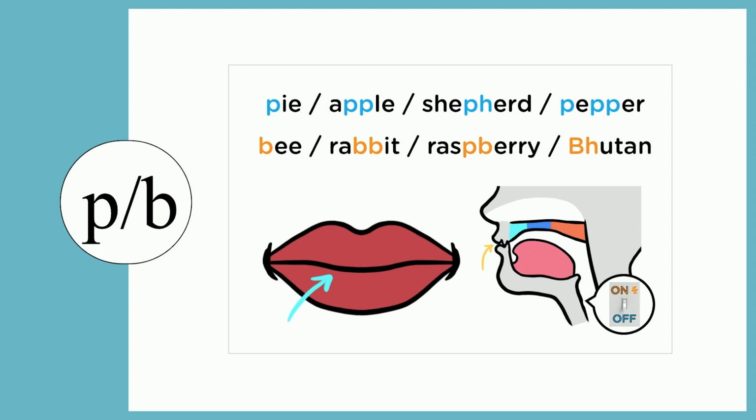What about the voiced sound here? So now we want to turn on our throats and we're going to say bee, rabbit, raspberry, and Bhutan. Again, we've got some tricky silent letters. The p in raspberry is silent. There's no p sound. So you don't say raspberry. Right. It's just raspberry. Okay, got it. So that's voice. Bee, rabbit, raspberry, and Bhutan.